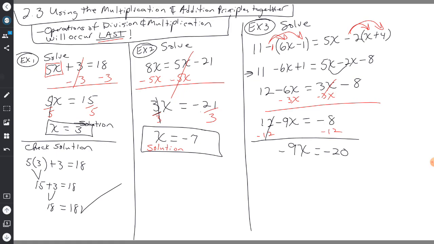And then divide off your negative 9. The negative has to come with it. So we have negative divided by a negative, which becomes a positive. So 20 over 9.